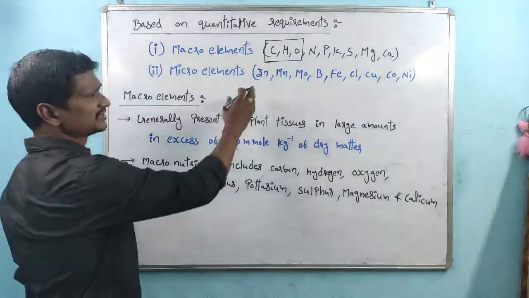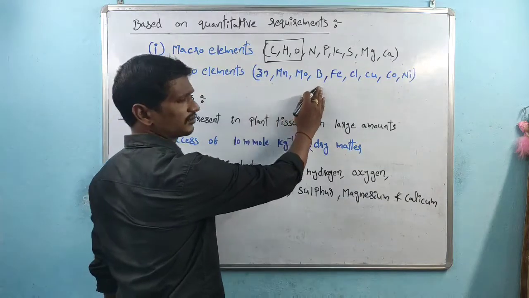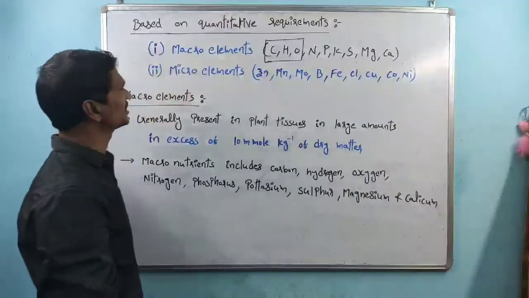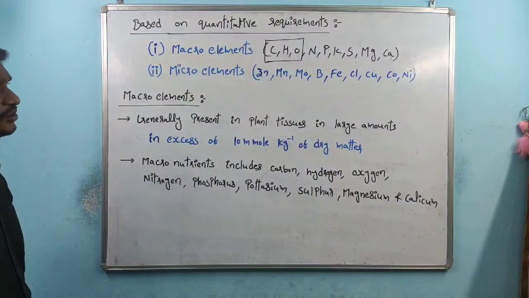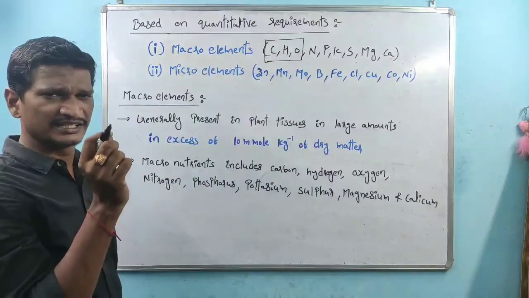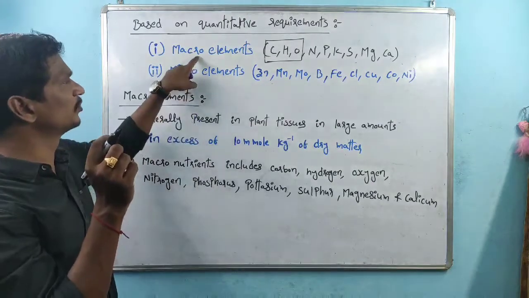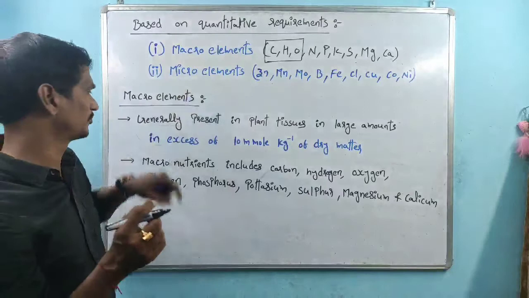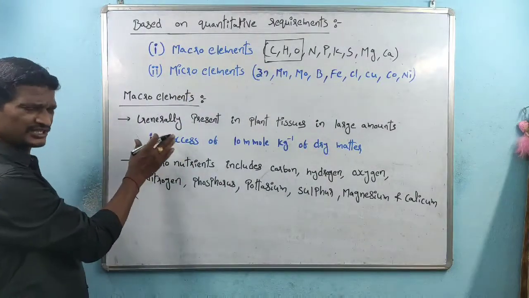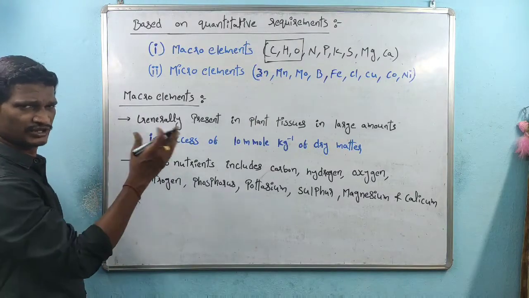And the micro elements: zinc, manganese, molybdenum, boron, iron, chlorine, copper, cobalt, nickel. These are the micro elements. The difference is more than 10 millimole for macro and less than 10 millimole for micro. Macro elements are generally present within the plant body in large amounts, meaning more than 10 millimole per kg within the dry matter.